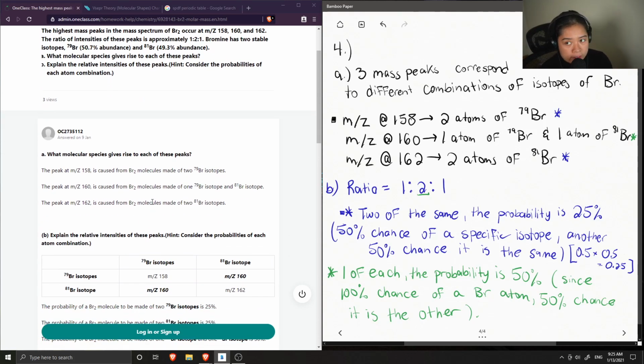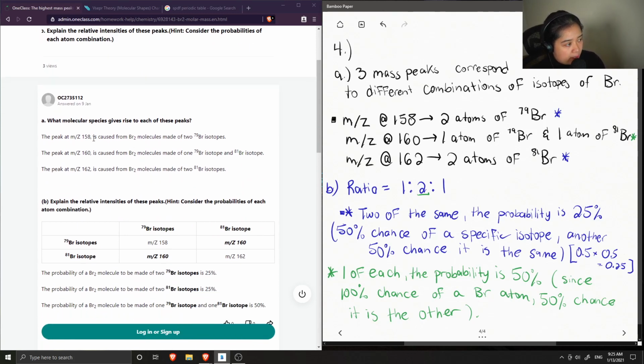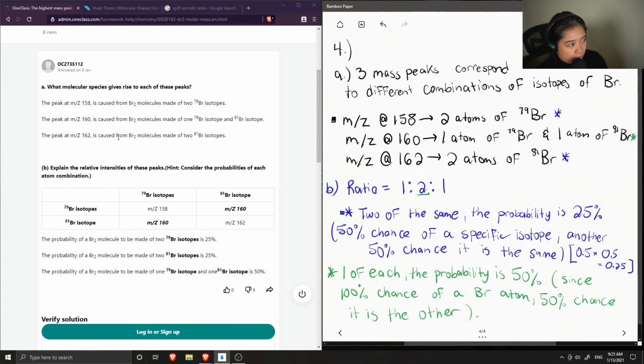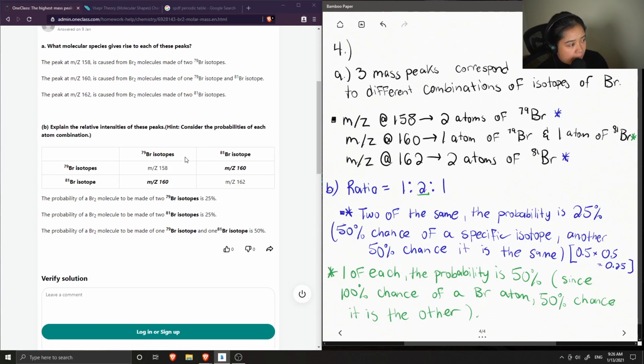And now let's see what the junior tutor said. The peak at 158 is caused from the bromine molecules made of 2 bromine 79 isotopes. Peak at 160 is caused from bromine molecules made of 1 bromine 79 and bromine 81 isotope. And lastly, the peak at 162 is caused by 2 of the bromine 81 isotopes.